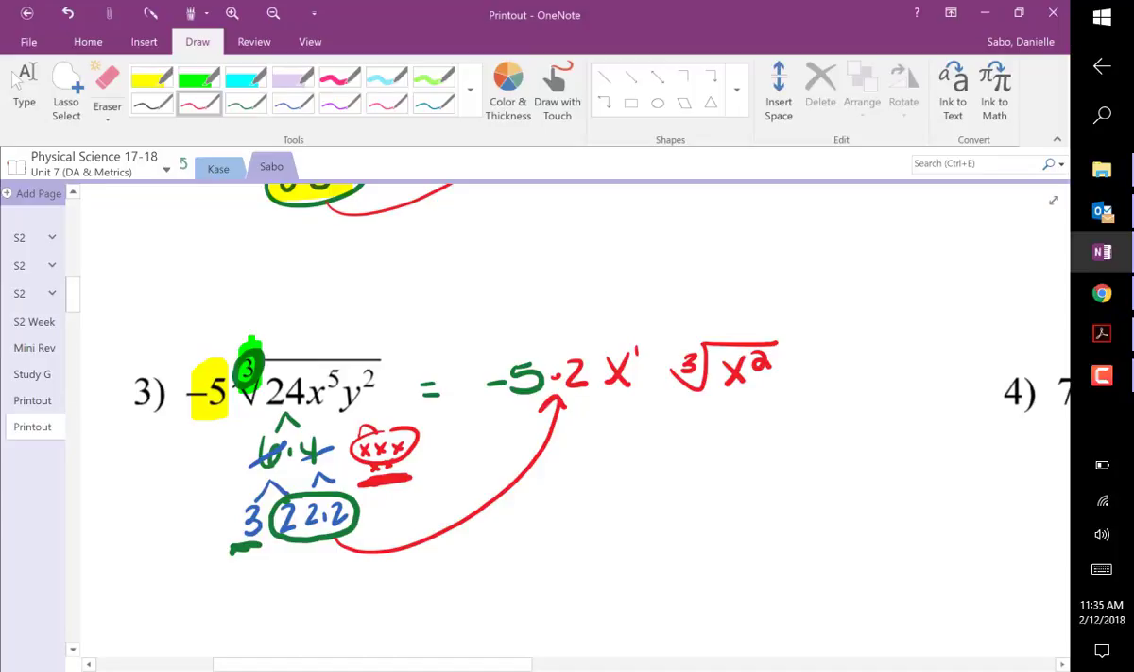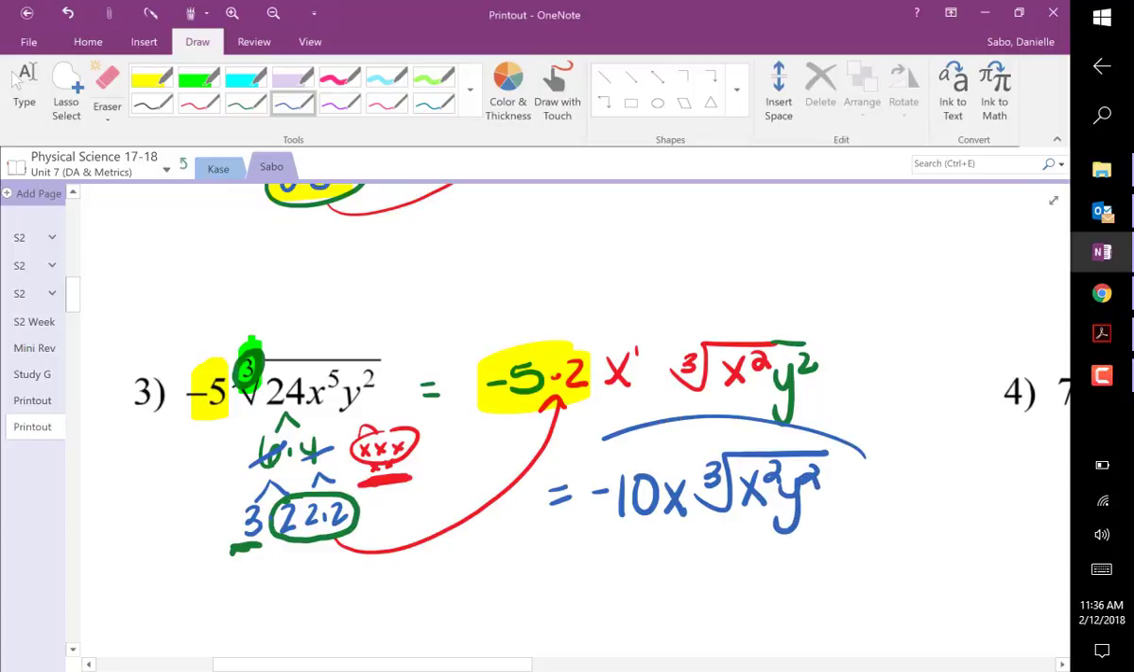There are less y's than the index. That's why they stay inside. So, good observation here. Do you see how there's an index of 3, but there's only 2 in here? That means I can't take anything out. I can't extract any roots because there's only 2. I can't take 3 from 2. So my last and final step is really just to multiply. What is 5 times 2? Good. Don't forget that little cube root part.